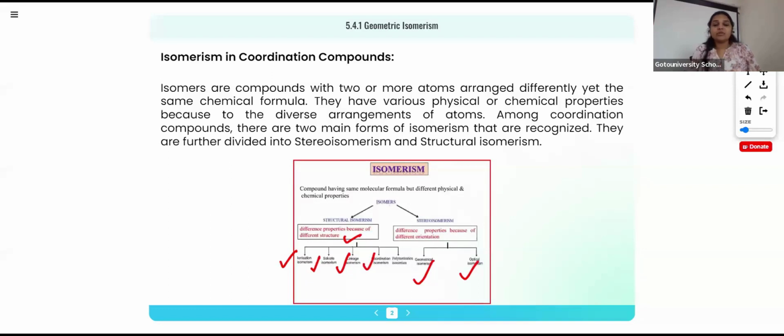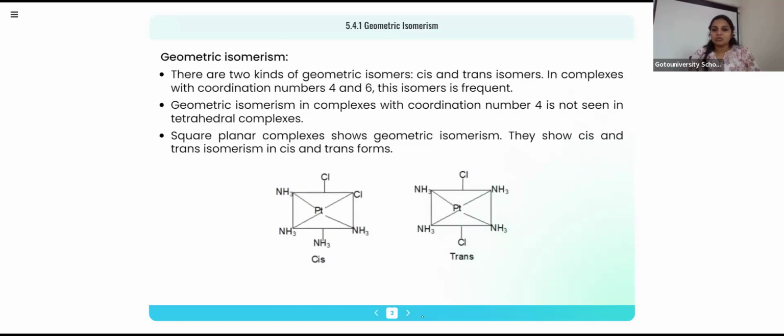Isomers are compounds with two or more atoms arranged differently at the same chemical formula. They have various physical or chemical properties, as I said, meaning they have the same formula but different physical and chemical properties. Okay, so we are moving to the different types of isomerism in coordination compounds. The first one is geometrical isomerism. Geometrical isomerism is of mainly two types, cis and trans isomerism.